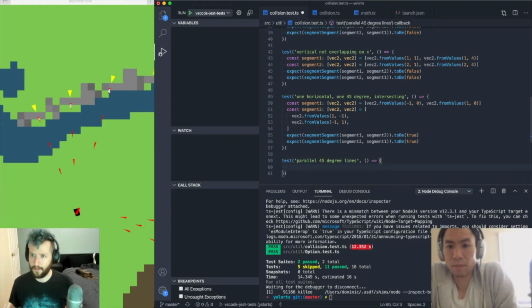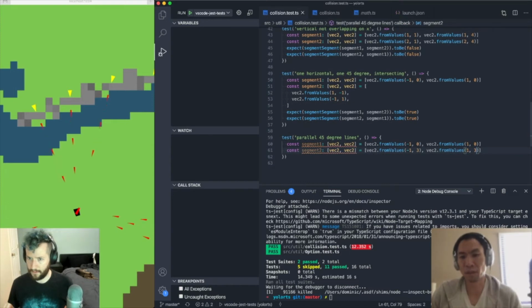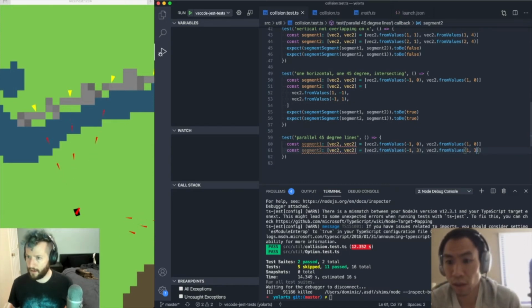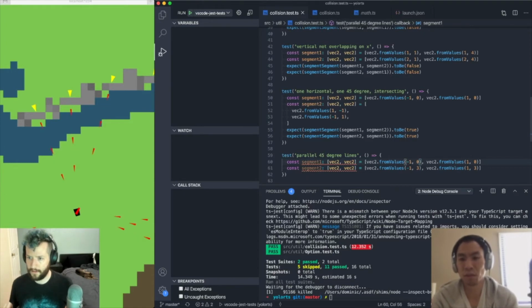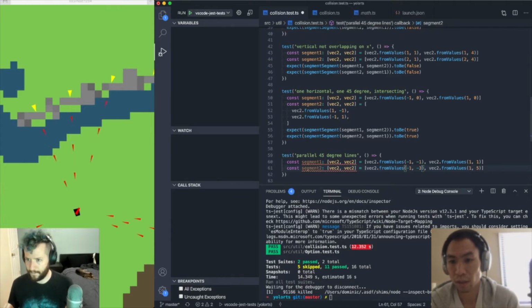So let's take this one, and then segment 2 will be the same line offset like 3. Yeah, these are parallel horizontal lines, or these are parallel vertical lines. Yeah, they should be parallel. And then we'll do this from 4. We'll make this 5. And 3. Wait, sorry, positive 3. So now that's offset.